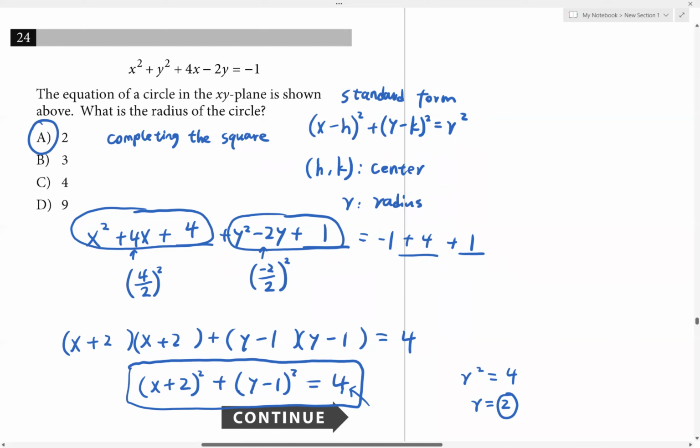If they ask us what's the center of the circle from the equation, the center should be -2, 1. That's the h and k, but they're opposite, since it's minus h and minus k, so you switch the sign. So the center should be -2, 1. So for a question like this, we have to do completing the square to convert to the standard form, and then they will either ask us about the center or the radius of the circle. So for this one, the final answer is A.